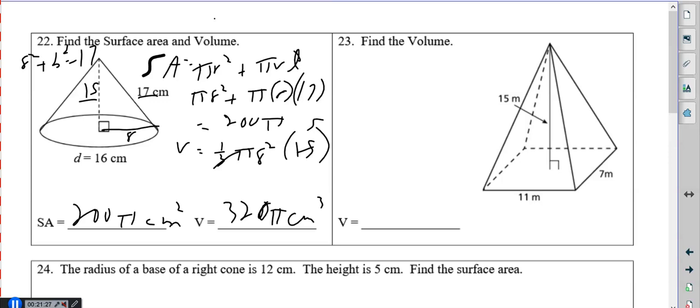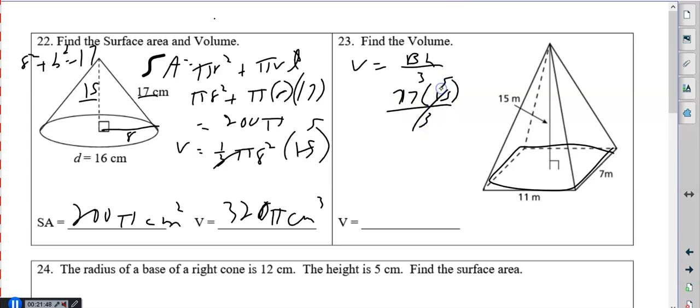Right, find the volume. Volume is area of the base times the height divided by 3. So the area of the base is a rectangle, so that's 7 times 11, which is 77, times the height, which is 15, divided by 3. Again, that's 5. So 5 times 77 is 385 cubic meters.